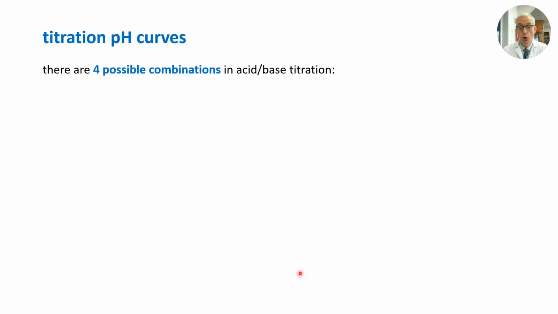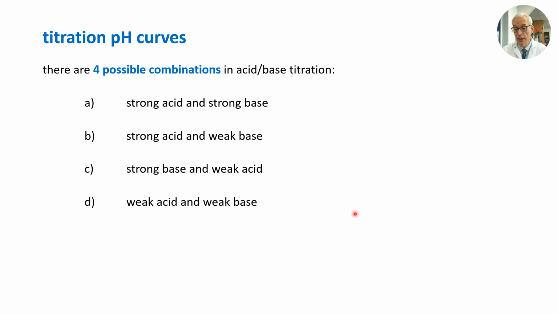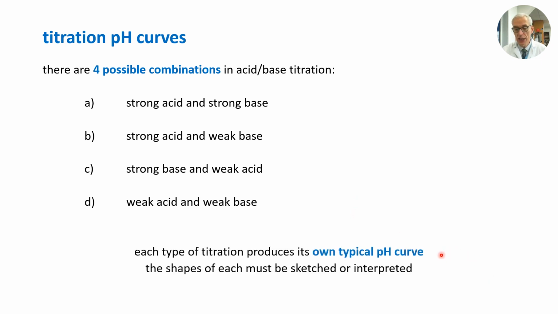There are 4 possible combinations of weak and strong acids and bases. We can have a strong acid and strong base, a strong acid and weak base, strong base and weak acid, and of course a weak acid and a weak base. Now, each of these titrations produces its own typical pH curve, which as an A-level chemistry student, you'll be expected to be able to recall, sketch, or interpret.